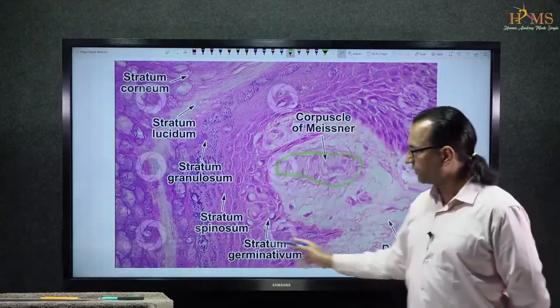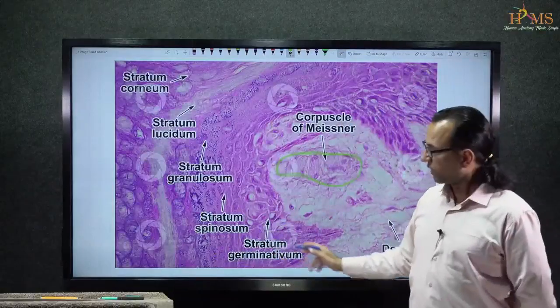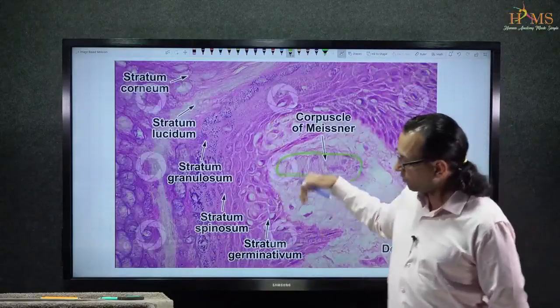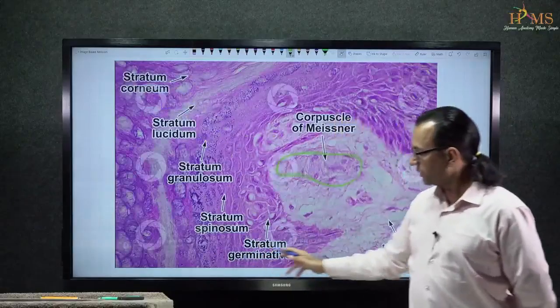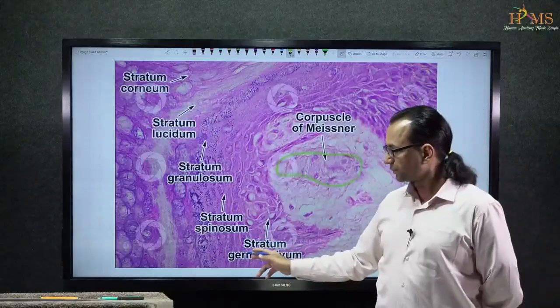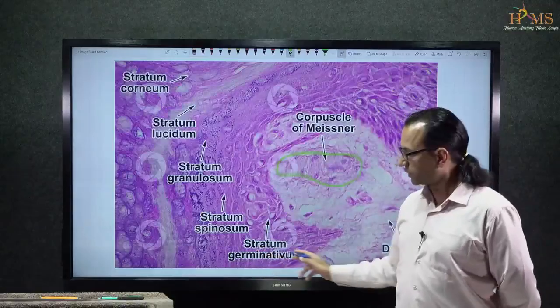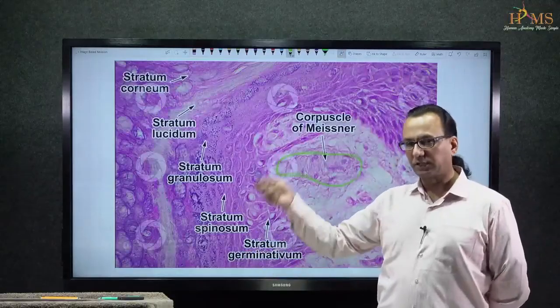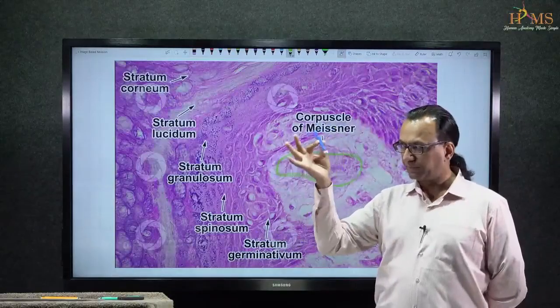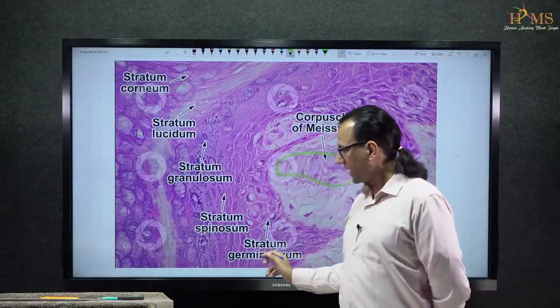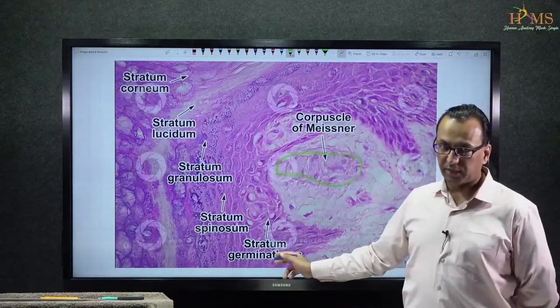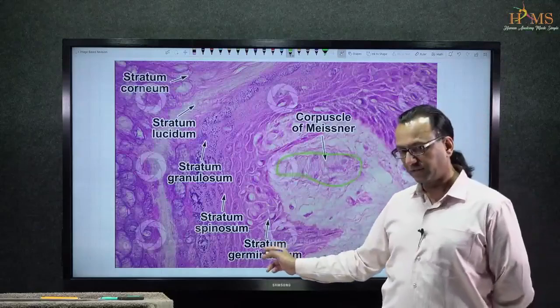And layer number 5 is stratum germinativum, where you have stem cells adding more and more layers towards the upper part of the skin. There you can also have the Merkel corpuscle, which is for light touch sensation, like holding a pen. Light touch sensation is carried by the Merkel cell in the 5th layer of the epidermis.